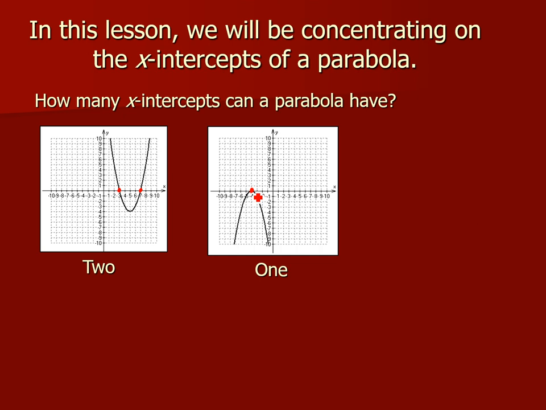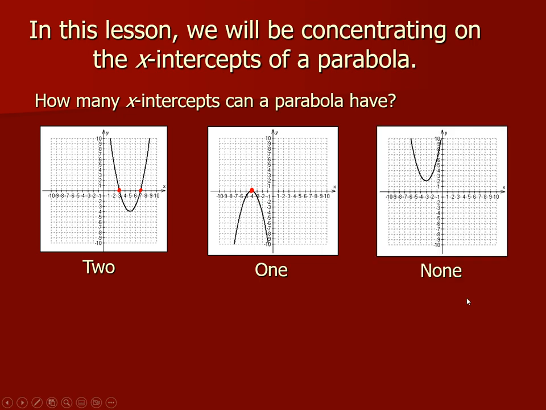But there's a third choice. Maybe you already see it on your screen or on your paper. There's a third choice of how many zeros we could have. How many zeros does this one have? None. So let's not be surprised by that when it happens.